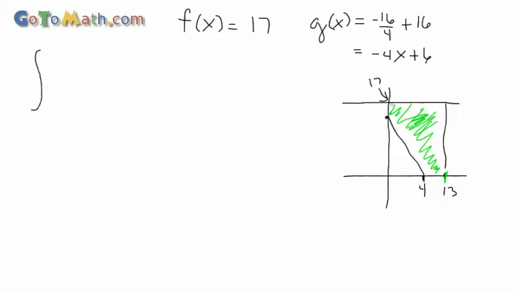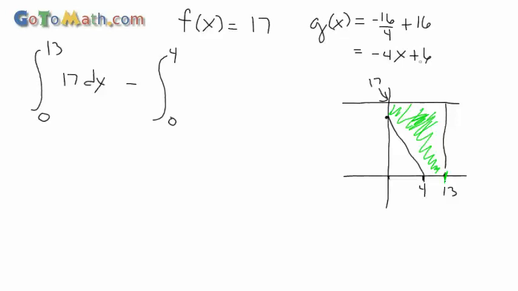So let's do the larger area first. We're going from 0 to 13. And of course, this is what we're looking at. This is what we're integrating under. So 17 dx, and then that's the larger area minus the area of this right triangle here from 0 to 4.